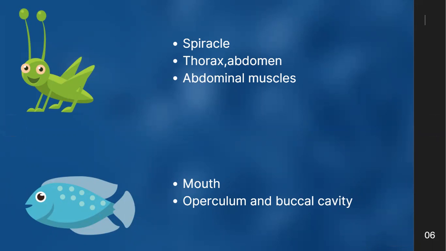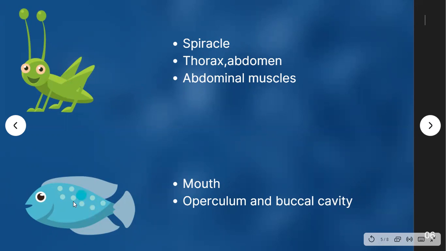So what are the differences in the breathing mechanisms of animals? First we talk about the insect. The insect differs in the respiratory structures. For example, the insect is going to use its spiracle as its respiratory opening, or respiratory aperture. And the structures that they use to breathe are actually their thorax and abdomen. And their breathing mechanism is assisted by the contractions and relaxations of the abdominal muscle in an insect.